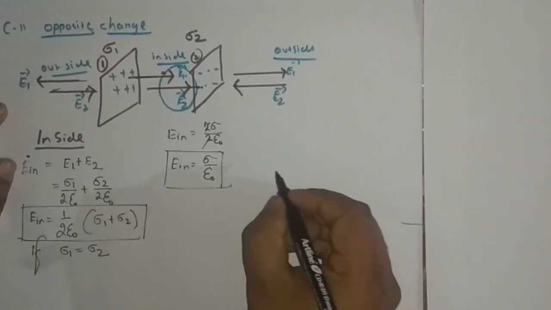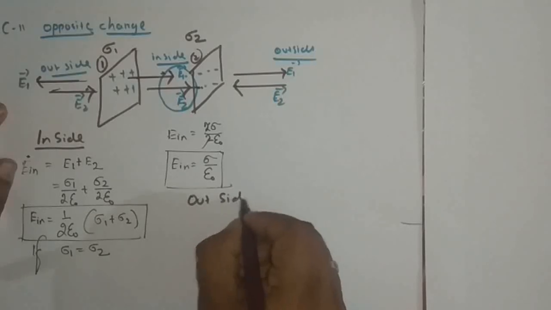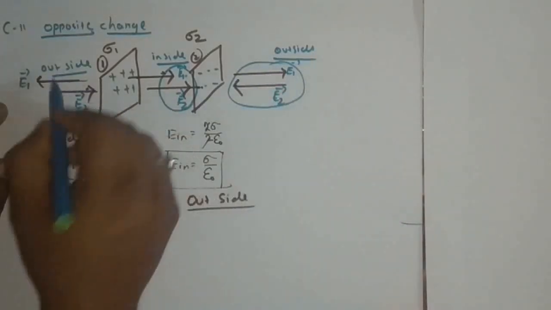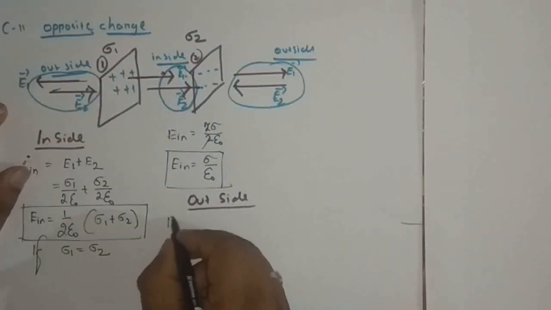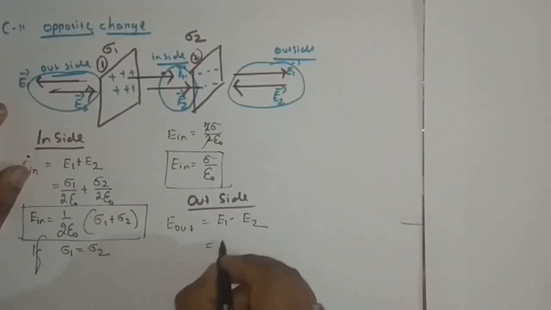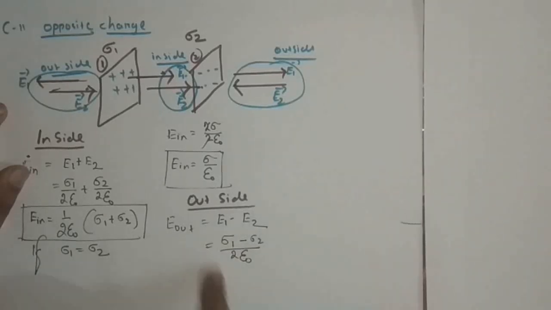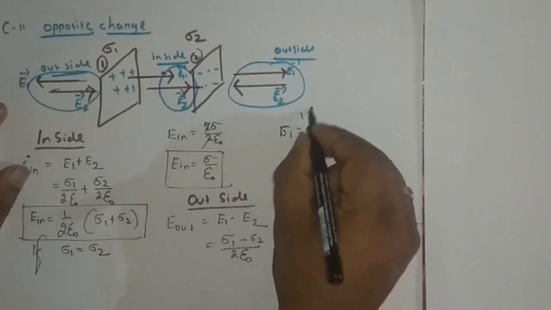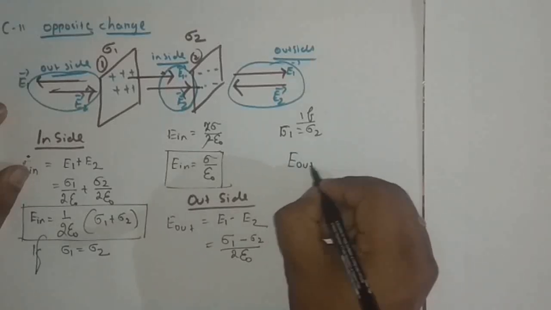Now if I think about outside, same thing, whatever you thought is right: opposite directions in both cases. So I will write E out will be equal to E1 minus E2, that is sigma 1 minus sigma 2 by 2 epsilon naught. And if sigma 1 equals sigma 2, it will be 0.